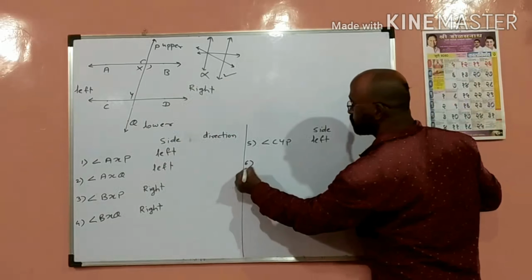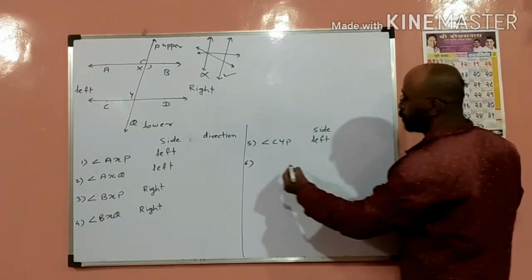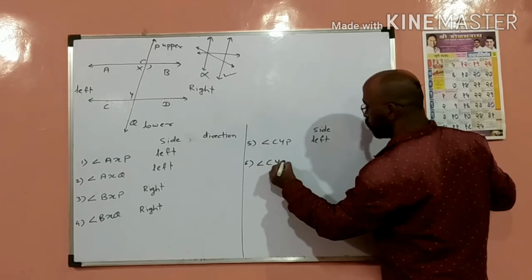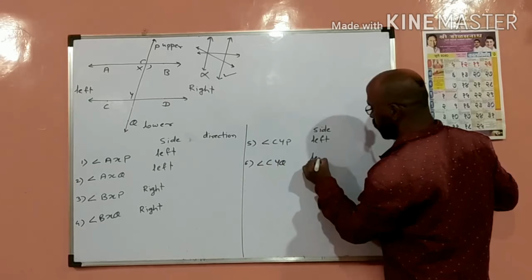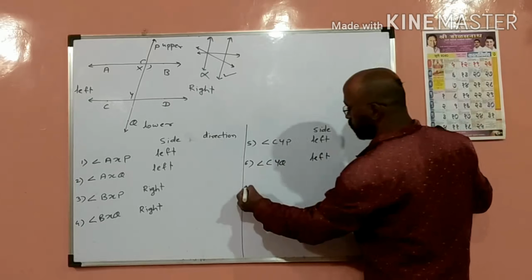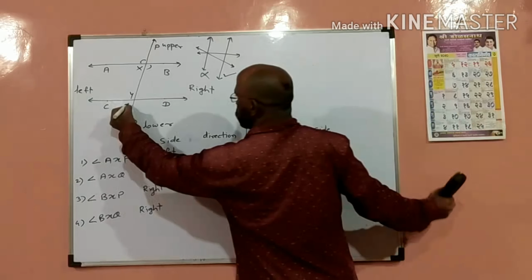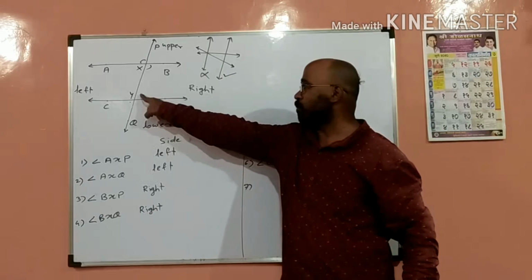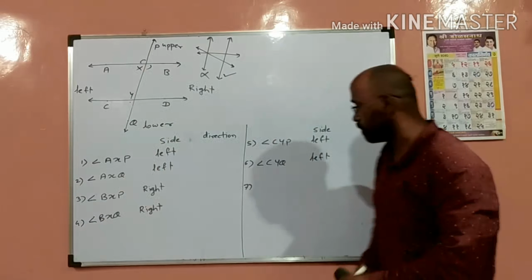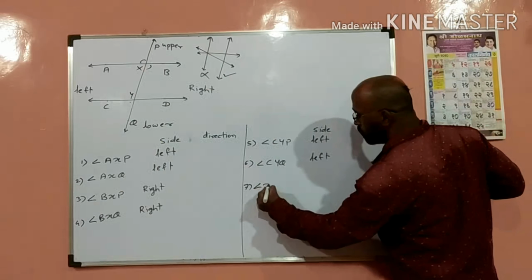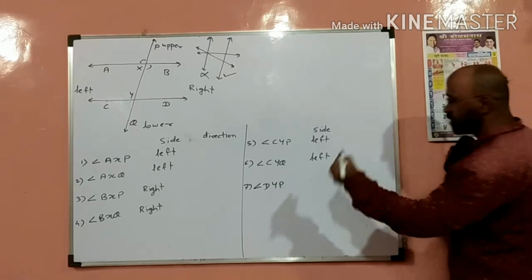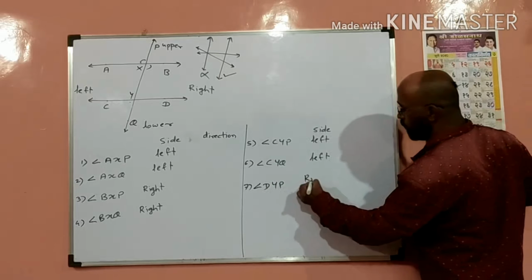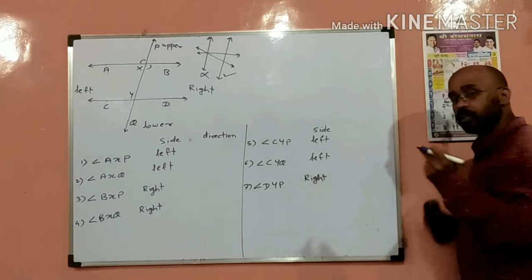Next is CYQ. This is also on the left side of the transversal. CYQ means this angle. Now the next angle is this angle. What will be the name of this angle? DYP. Angle DYP. On which side is it? Definitely it's on the right side of the transversal.